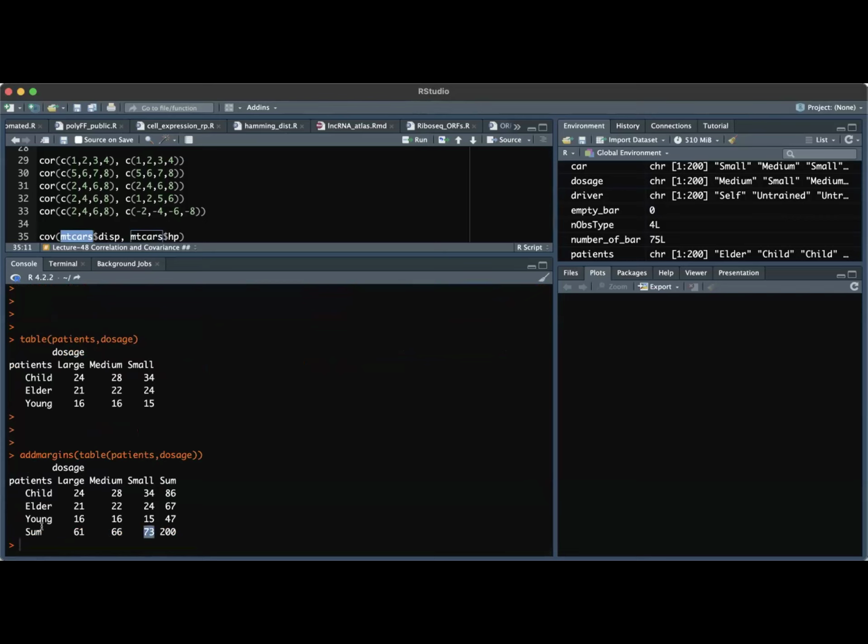So the sum under small. This would be all the patients who are given small dosage. Number of patients given small dosage: 73. This is more than the number of young patients who are given large and medium dosage. Number of young patients given large and medium: 16 and 16. If you add these up, you don't get 73. So this is still smaller than 73. That's how you just compare the terms.